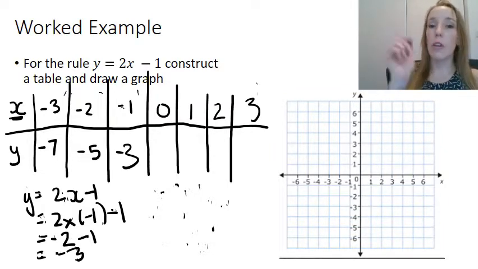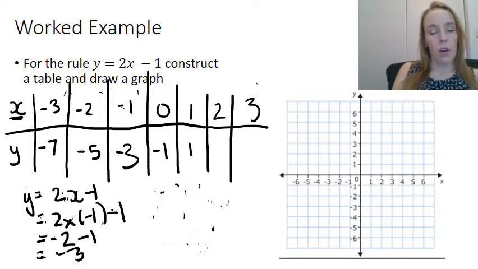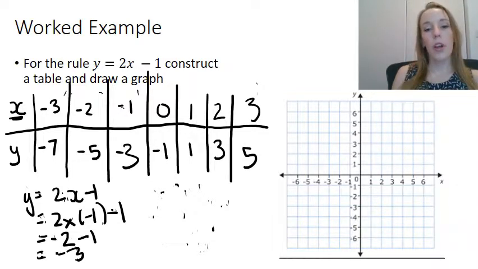So -7 plus 2 is -5, -5 plus 2 is -3. And from here, I'm going to use that to finish the rest of the values. So -3 plus 2 is going to be -1, -1 plus 2 is going to be 1, plus 2 is going to give us 3, plus 2 is going to give us 5. Okay, so we've got our values there.